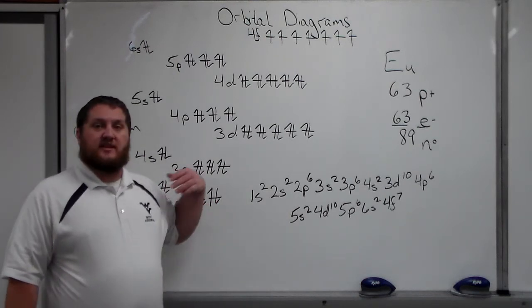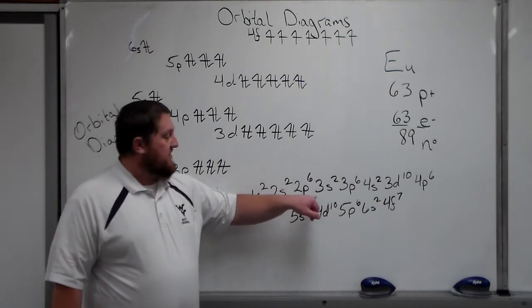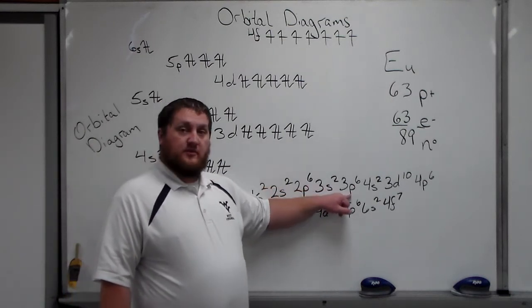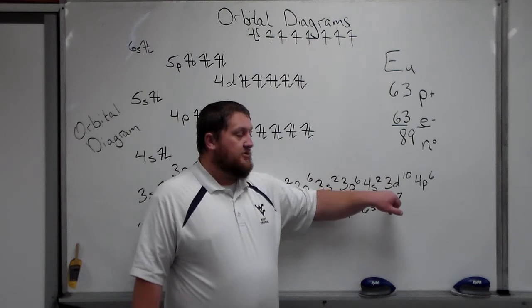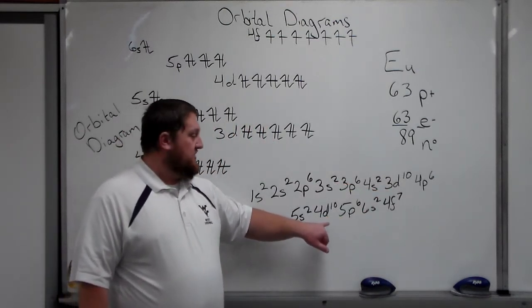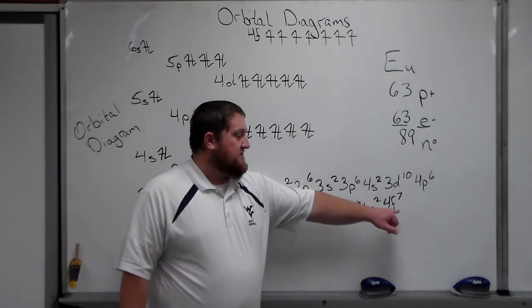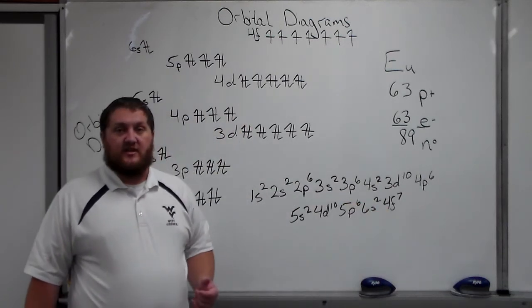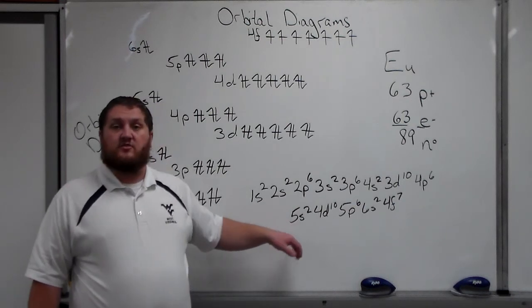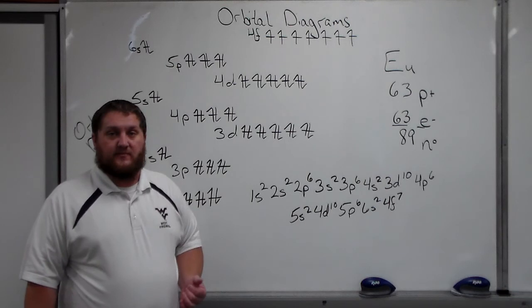And we read it just like we would anything else. 1s2, 2s2, 2p6, 3s2, 3p6, 4s2, 3d10, 4p6, 5s2, 4d10, 5p6, 6s2, 4f7. So this is the orbital notation or the electron configuration for Europium.